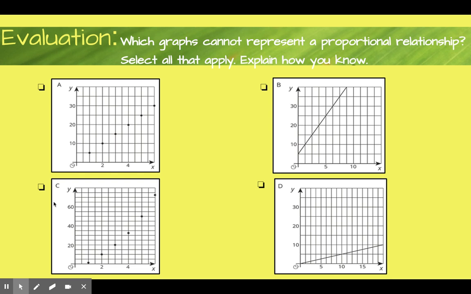Now, based off of everything we did today, I want you guys to do the evaluation activity on your own. So we're going to pause the video here for about 2 minutes, and I want you to go back to your student companion and complete the evaluation activity, which says which graphs cannot represent a proportional relationship. You're going to select all that apply and explain how you know. So which ones are not, this is important, which ones are not a proportional relationship, and explain how you know based off of everything that we learned today. So we'll pause here for 2 minutes so that you can complete the evaluation activity and then submit your student companion.